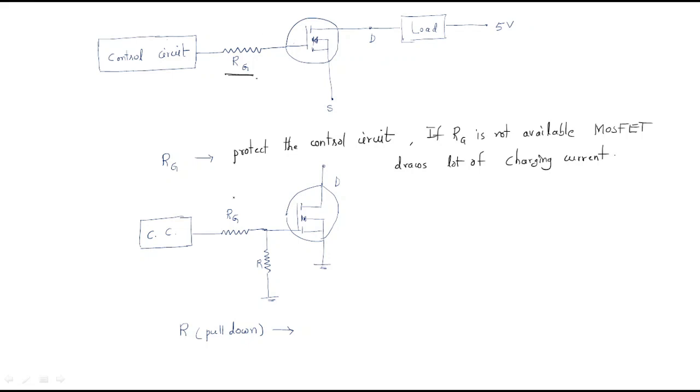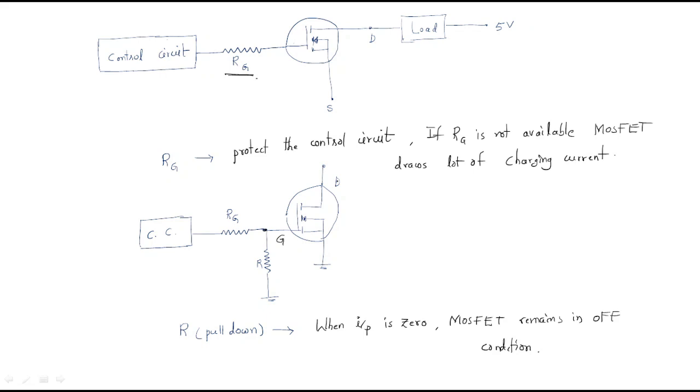And with RG, you should also maintain some resistance. This resistance is called the pull down resistance. What is the use of the pull down resistance? It is also required at the gate terminal. The importance is, when input is 0, if there is no input, the MOSFET remains in the off condition. In order to keep the MOSFET in the off condition, this pull down resistor is applicable.